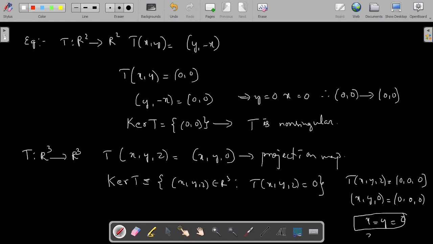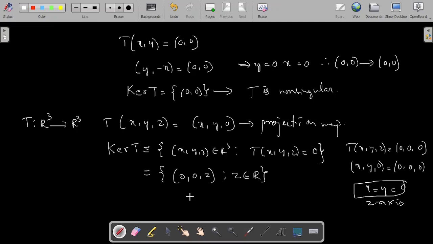This is the equation of the z-axis. So the entire z-axis gets mapped to 0. Therefore, 0 comma 0 comma z, where z belongs to R, is the kernel. Now the kernel of T is not just the set containing 0. This is not equal to the set containing only 0. Therefore, your transformation T is a singular transformation.